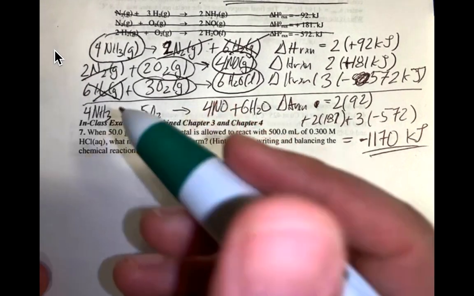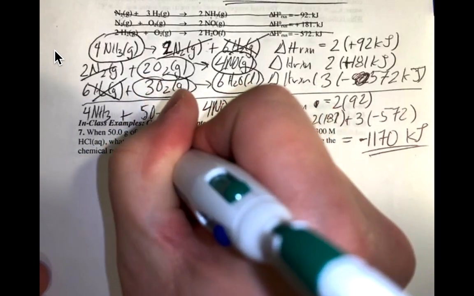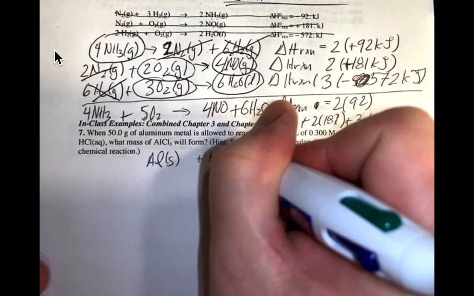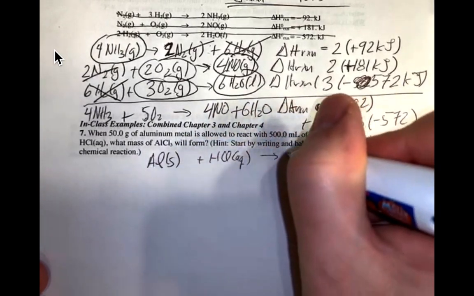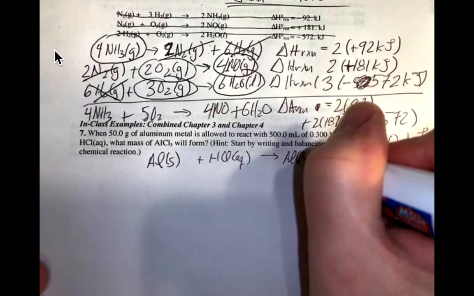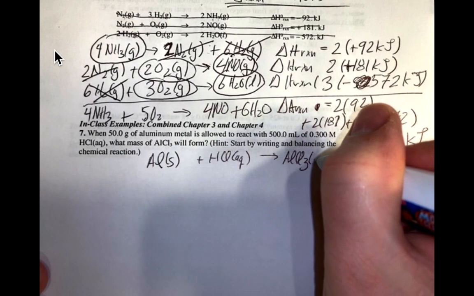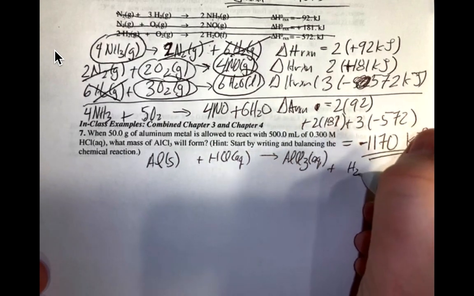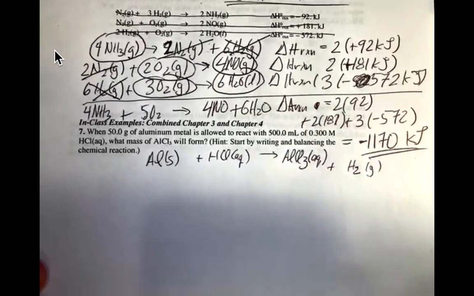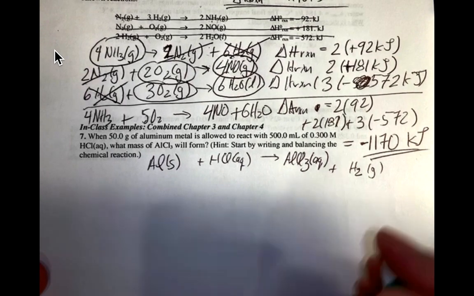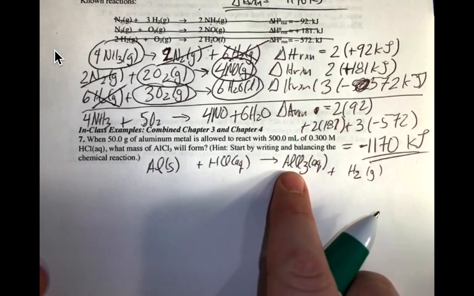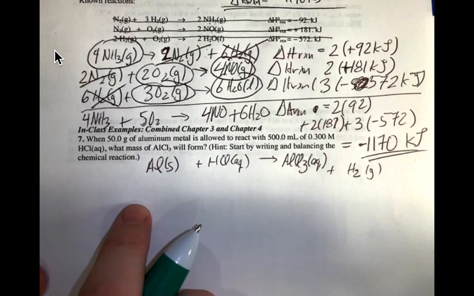One of them is we have aluminum metal reacting with a strong acid. So when we have that happen, one of the products that we get out of it is H2 gas. We also need to balance this. So we have aluminum reacting with HCl to give AlCl3 plus H2.